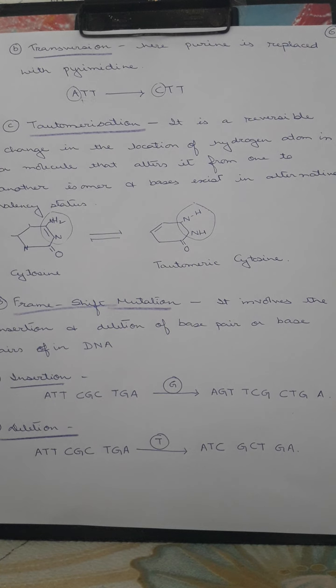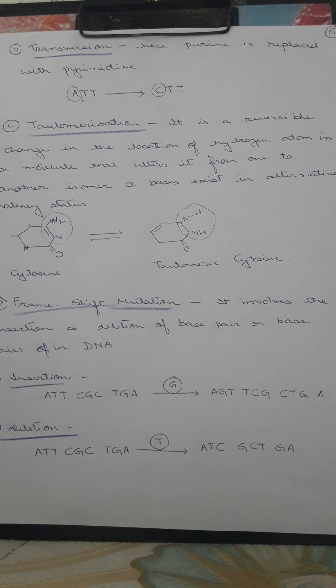But sometimes what happens, a purine is replaced by a pyrimidine, not by a purine, then it is known as transversion. Suppose adenine, which is a purine, is replaced by cytosine, which is a pyrimidine. So here this particular change is known as transversion. Okay. Then next is tautomerization.